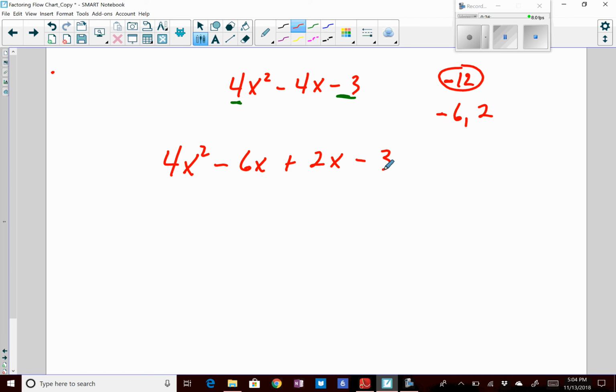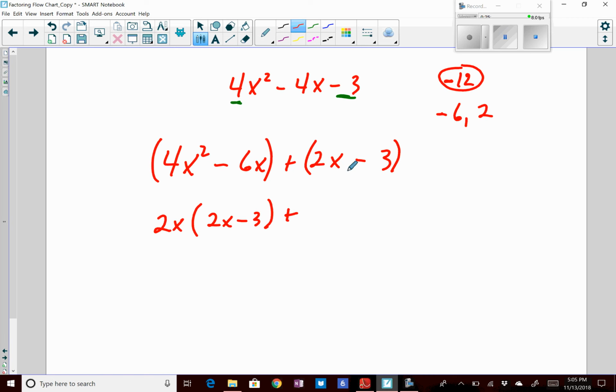I notice now I have 4 terms. 4 terms tells me that I have to use grouping. So I'll use the grouping technique, group the first 2 together, group the last 2 together. All right, now I need a GCF for the first group. So for the first group, I could take out a 2 for the numbers. I could take x out for the variable. That's going to leave me 2x minus 3. I'm going to bring down the plus sign.